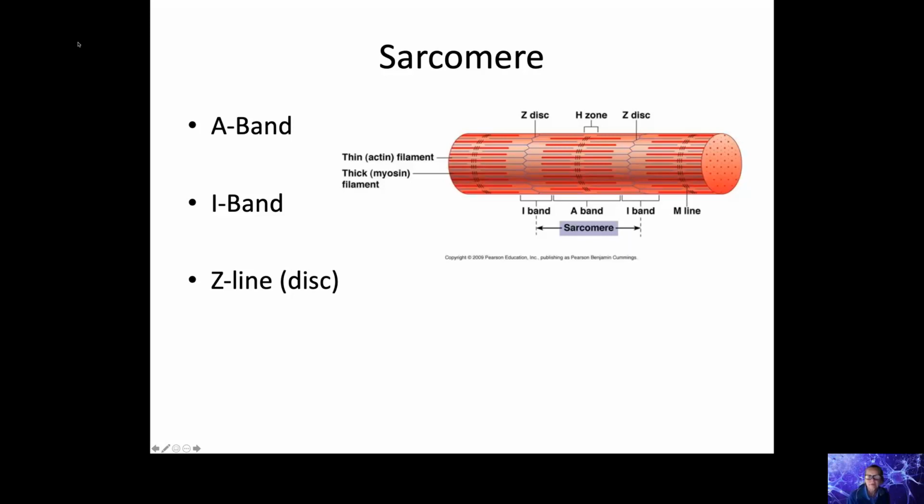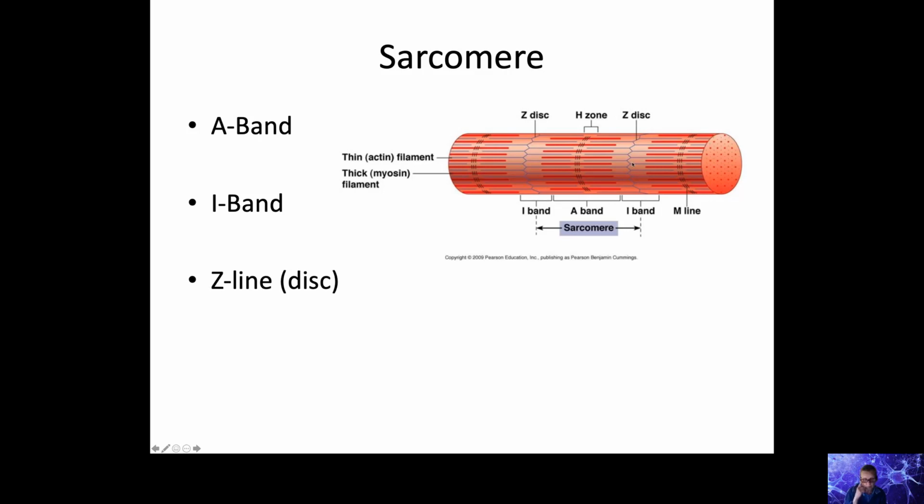We've already discussed how the sarcomere is the microscopic functional unit of skeletal muscle. And you can see that sarcomere here, the full sarcomere, is going to run from Z line, Z disc, to Z line, Z disc. You're going to see that a couple of various zones are marked. These are the ones that you really need to know. We already know about the Z line or Z disc, which are going to be the boundaries of each sarcomere.